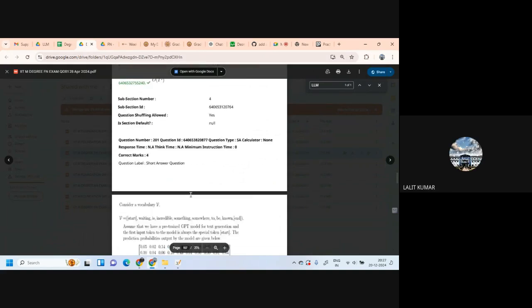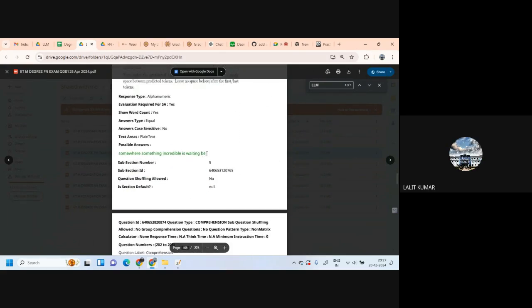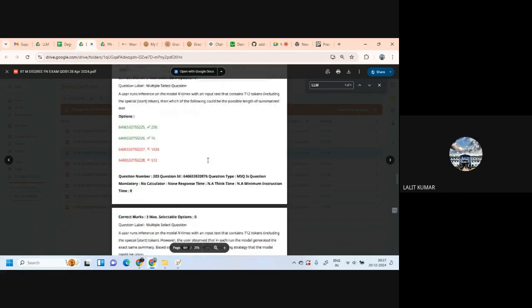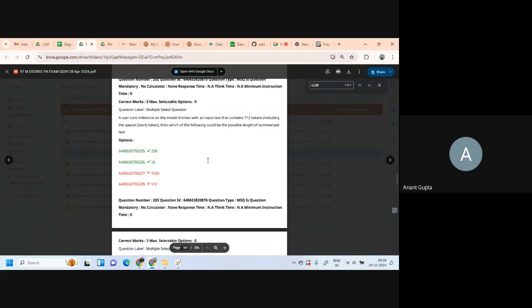This question is same, and see here, they have given the correct answer. Here it is B. Now this question is same. Lalit, please, can you go back? So in this question, I am wondering why 512 is not the correct answer.